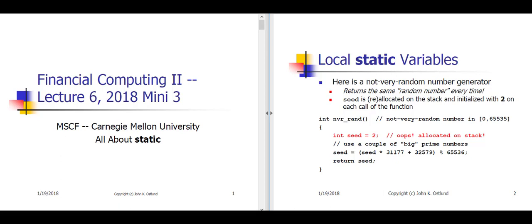As a reminder, here on slide 2, we have this not very random number generator, nvrand. When we call nvrand, seed is allocated on the stack as a local temporary variable initialized with 2. Then we do a computation involving some prime numbers and return the new calculated value of seed. Unfortunately, as soon as the function returns, seed is deallocated from the stack, and so the next time we call this same nvrand function, seed is going to get recreated, initialized with 2, and we'll end up getting the same random number back over and over again.